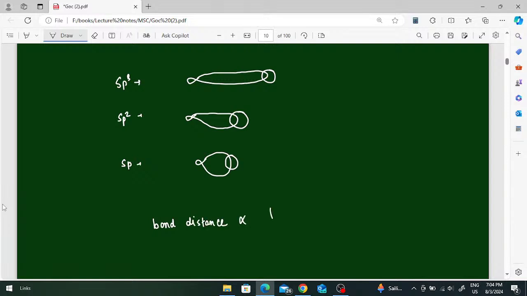Bond distance is inversely proportional to s character. So as s character increases, bond distance decreases.